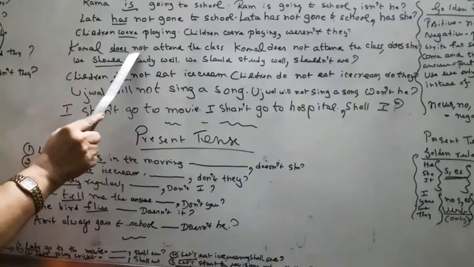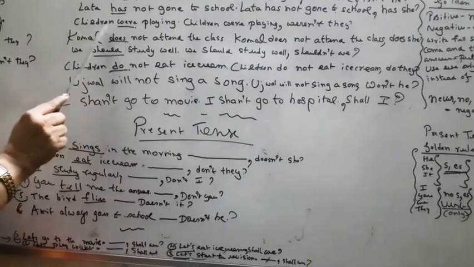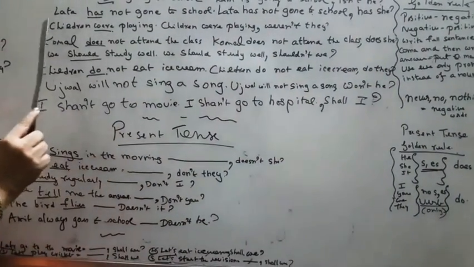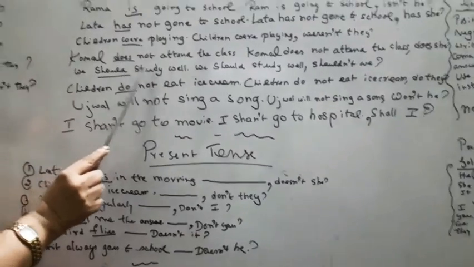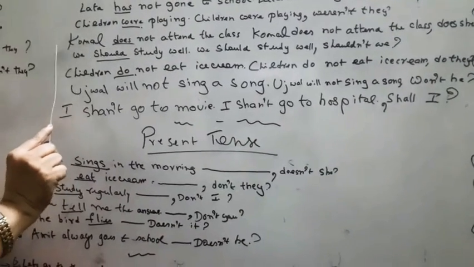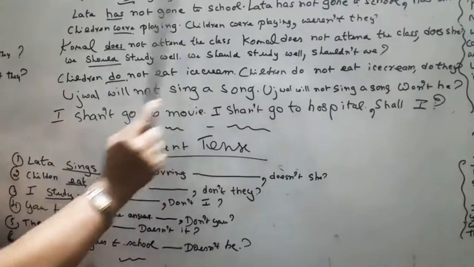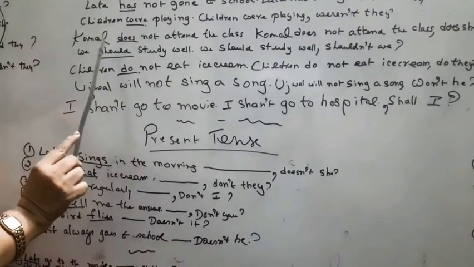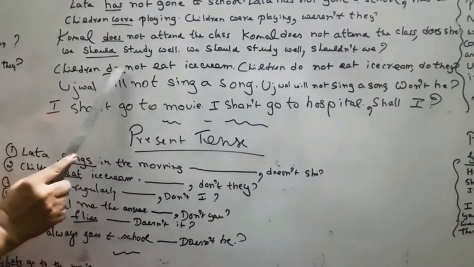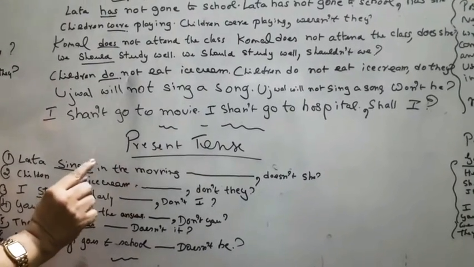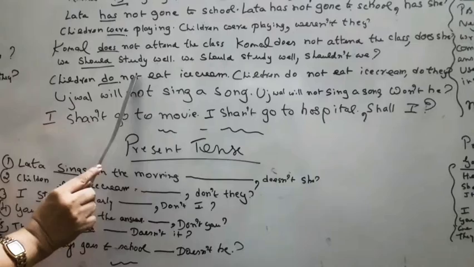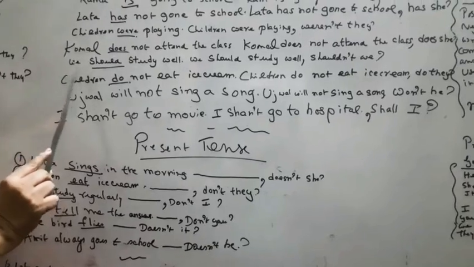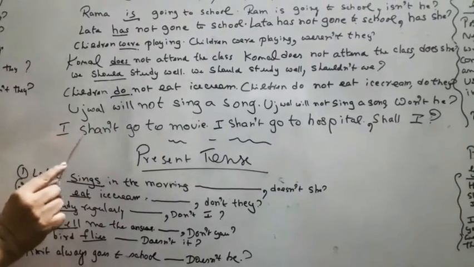Now, Komal does not attend the class. Now the sentence is negative. So first you have to write the full sentence: Komal does not attend the class, does she? Now, we should study well. Here there is already a pronoun, so no problem. Shouldn't we? Because the sentence is positive, you have to write shouldn't we? Now, children do not eat ice cream. Do not, negative. Now what you have to write? Do they? Why? Children means not child, it is the plural of child. So the pronoun is they.